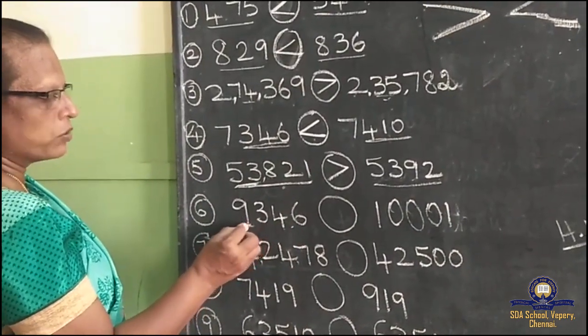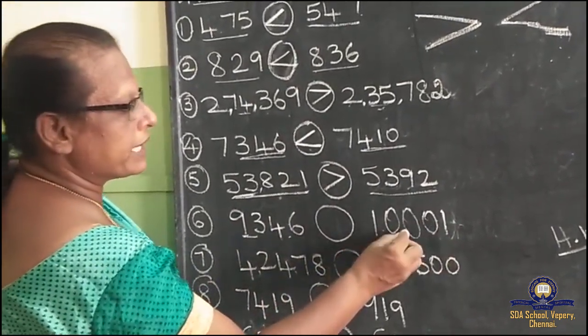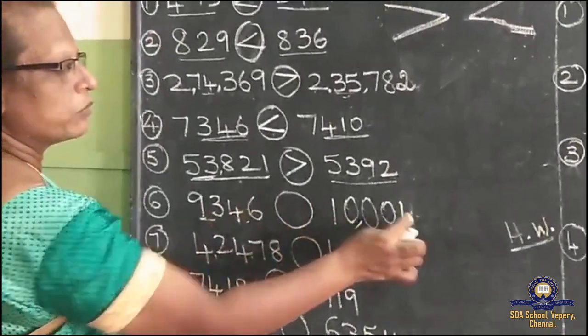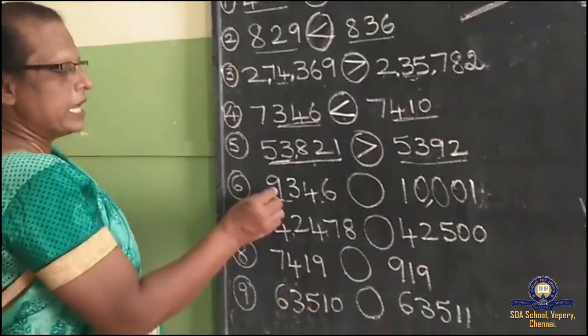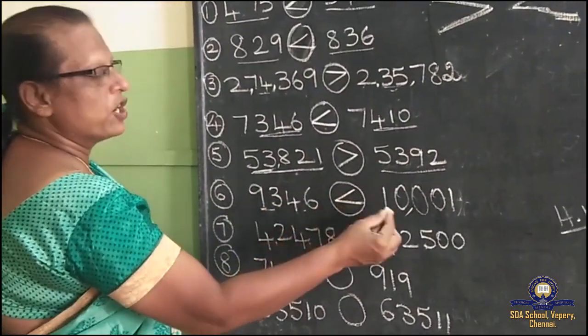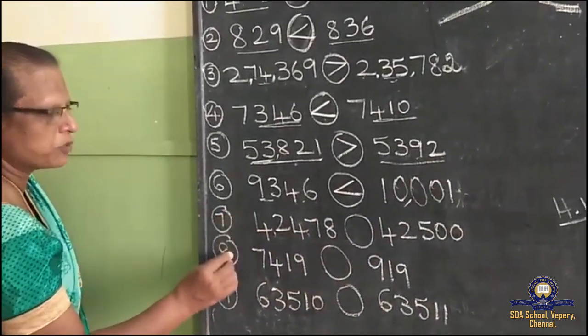Okay children? And the sixth one, 9,346 and here what you have to write children? 10,001. Here 9,000. Here 10,001. So what sign will come children? 9,346 is lesser than 10,001.